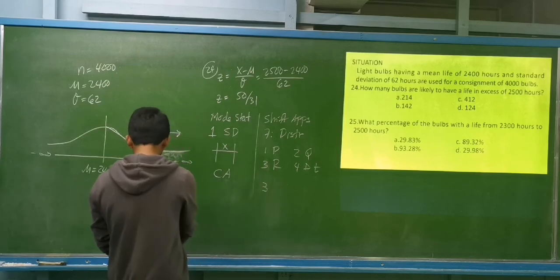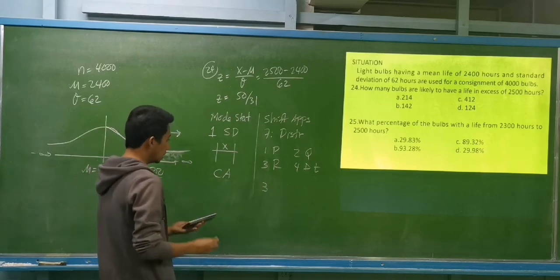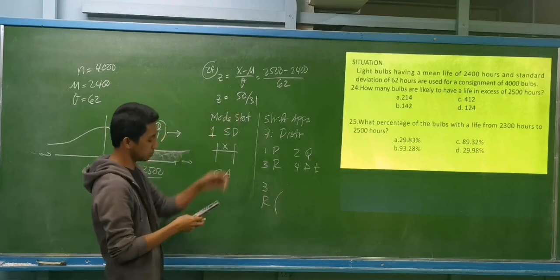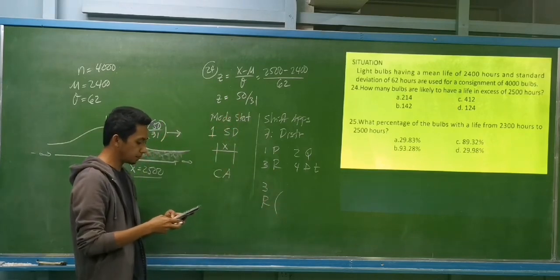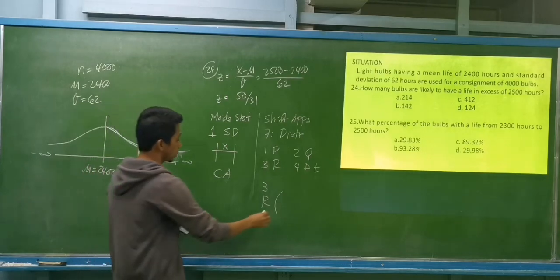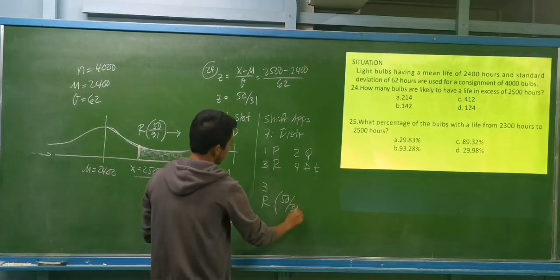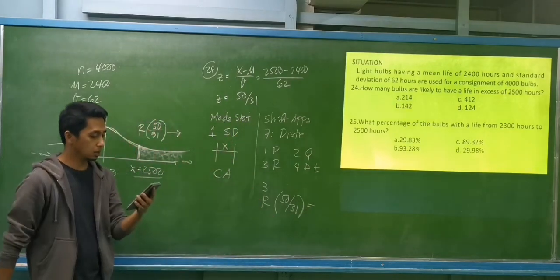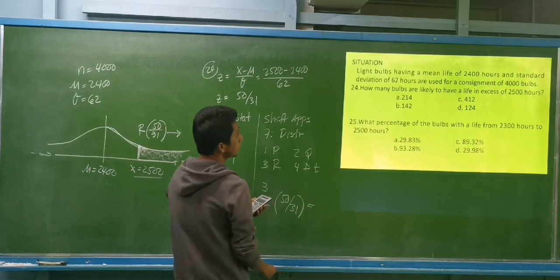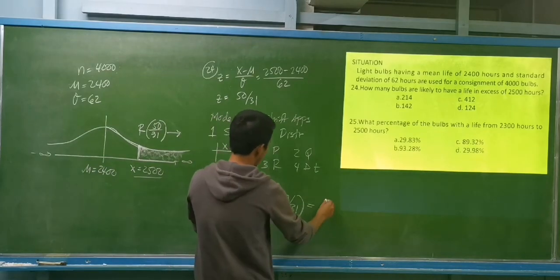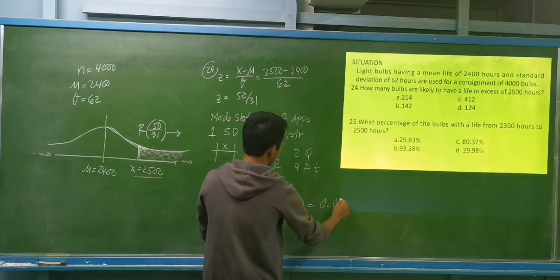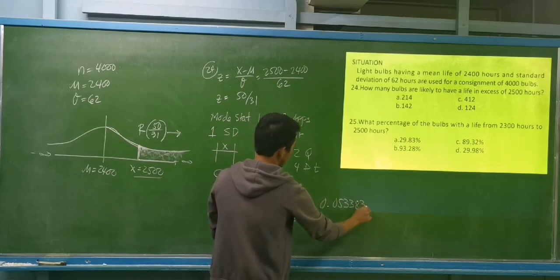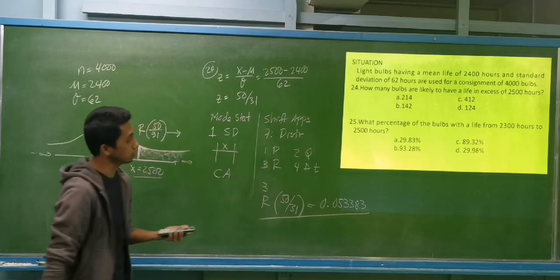Press lang natin yung 3. Tapos, okay, lalabas na yung R. Input lang natin yung value na to. That is yung 50 divided by 31. So, this is 50 over 31. Then, press equals. So, yung lumabas dito is, okay, we have 0.05383. Yun yung total value na kuha ko dito.